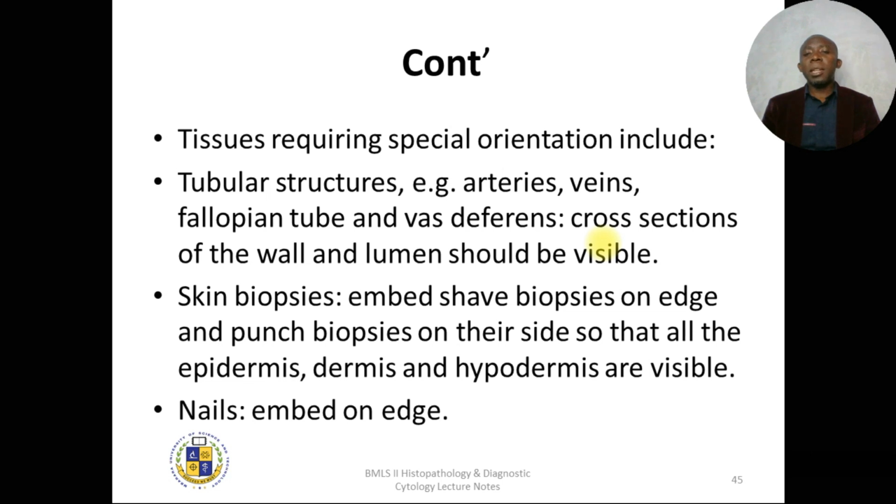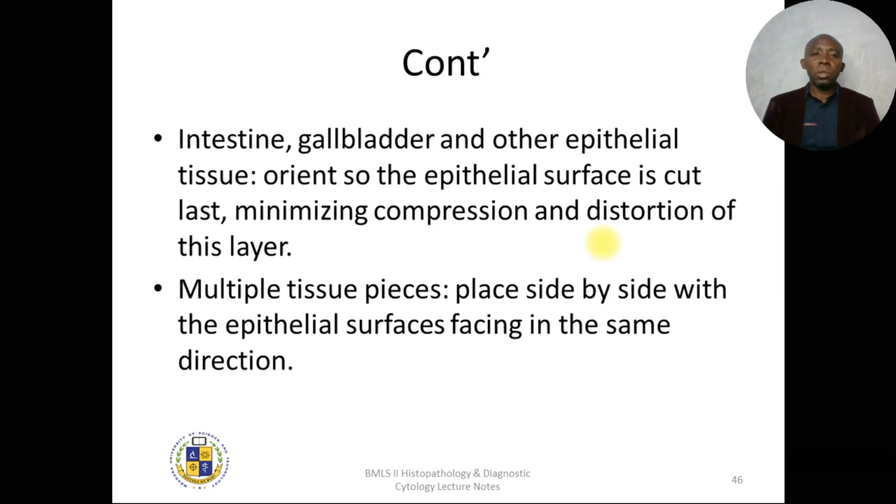Skin biopsies: shave biopsies are embedded on edge, and punch biopsies on their side, so that all the epidermis, the dermis, and the hypodermis are visible. So this is very important. How you put your tissue in the mold should make sure that at sectioning, all these layers can actually be demonstrated. You put it in a wrong way, you can only see one layer, and you may miss out some of the very important features on other layers. But we shall look at this. Just watch out for my next presentation where we shall be talking about tissue orientation.